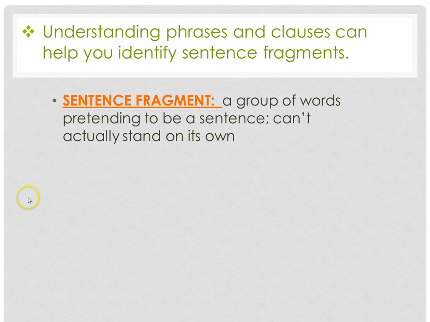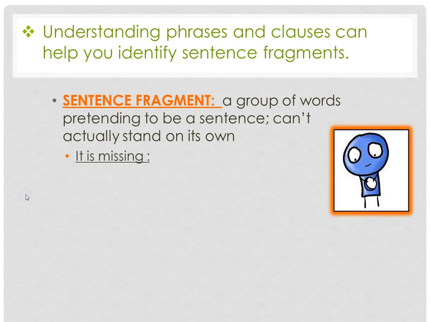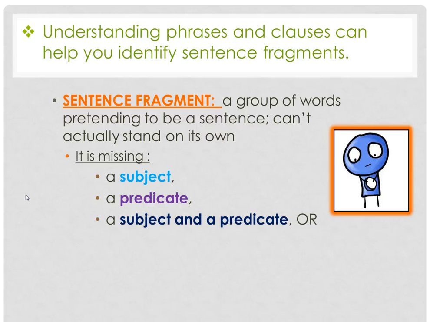So it could be missing any one of four items. It could be missing a subject. It could be missing a predicate. It could be missing both. Or it could have everything that it's supposed to have: a capital letter, punctuation, a subject, and a predicate. But it could still not express a complete thought. And you should realize that that is a clause, and we'll be talking about those.